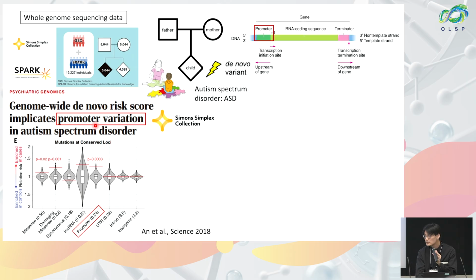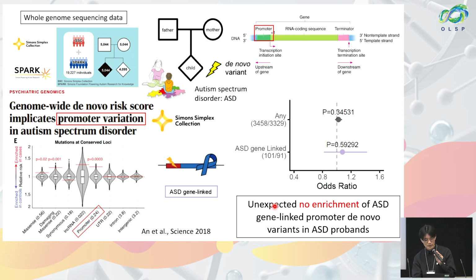that promoter de novo variants are enriched in autism cases when compared with unaffected siblings. And considering the subset of promoter variants that may contribute more to autism risk, we expected that those immediately upstream of ASD genes, say ASD gene linked promoter mutations, may contribute more to the autism risk. But when we tested this, unexpectedly, we didn't see any significant enrichment of ASD gene linked promoter de novo variants in ASD probands. So we need to think in a different way.